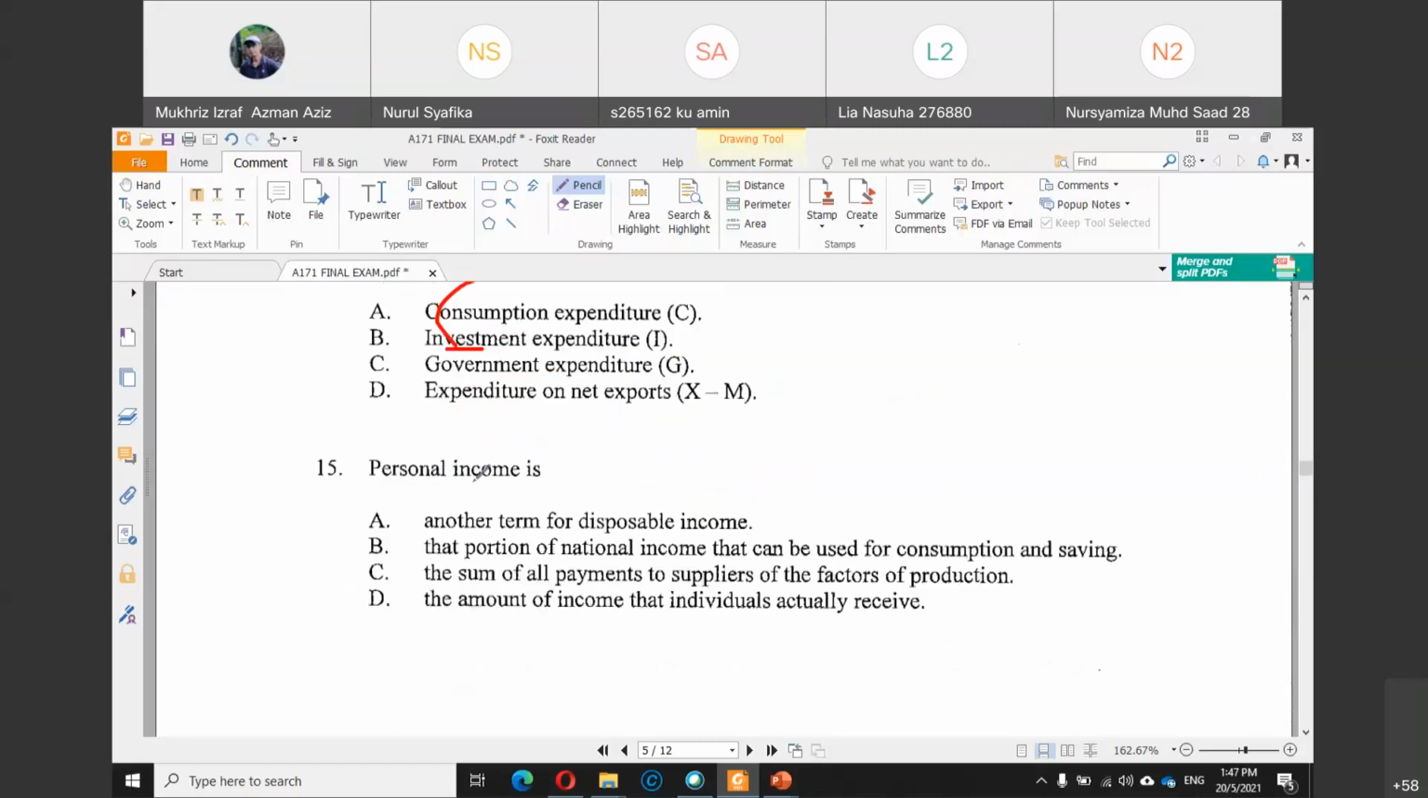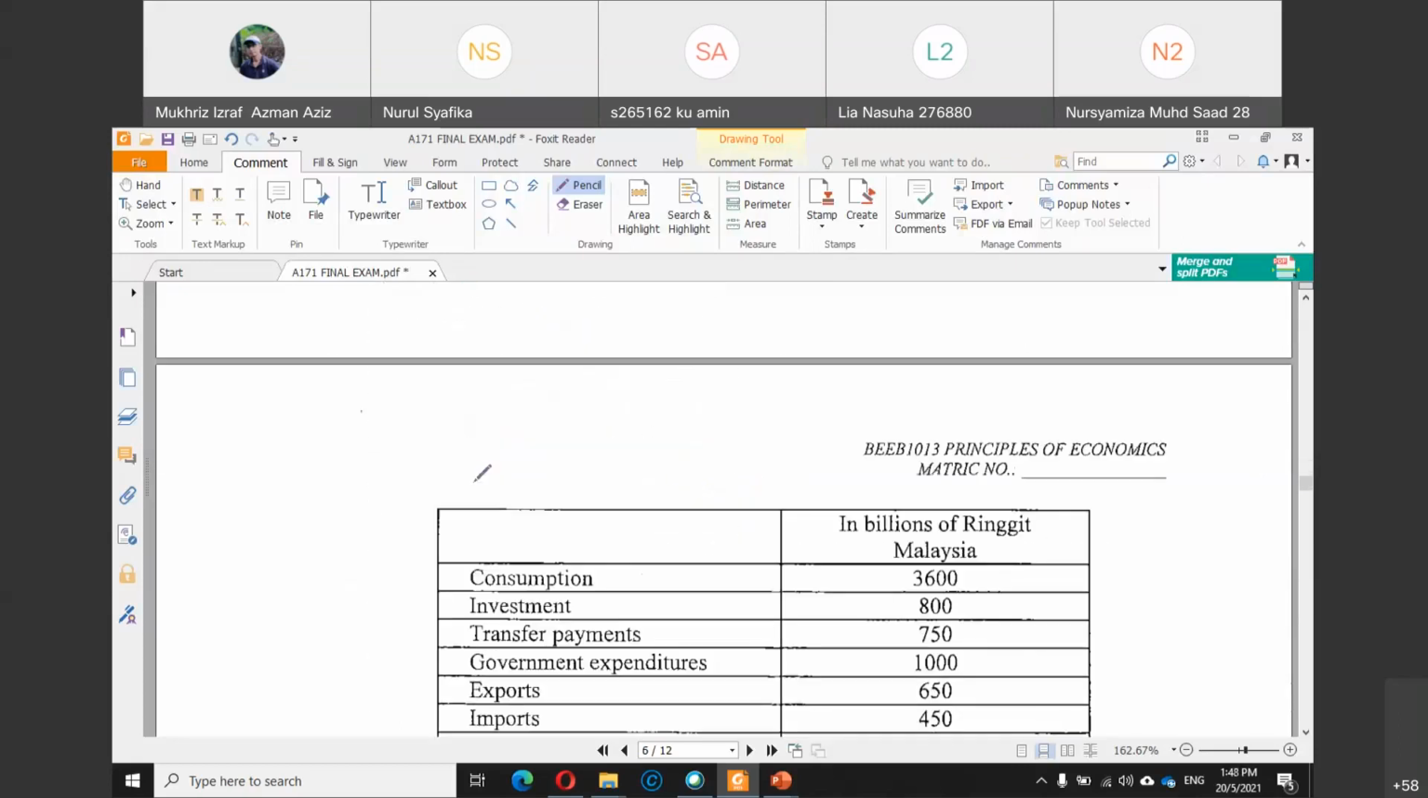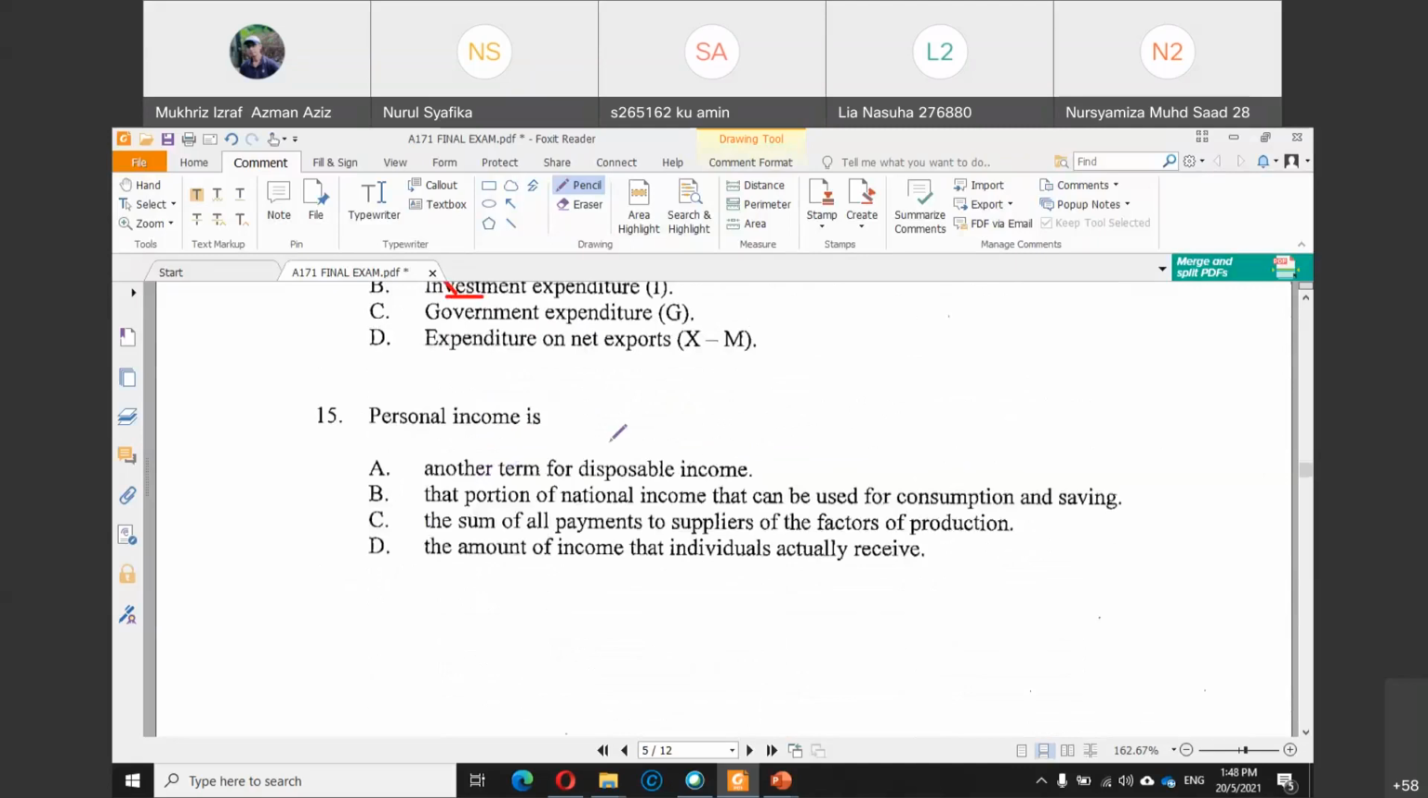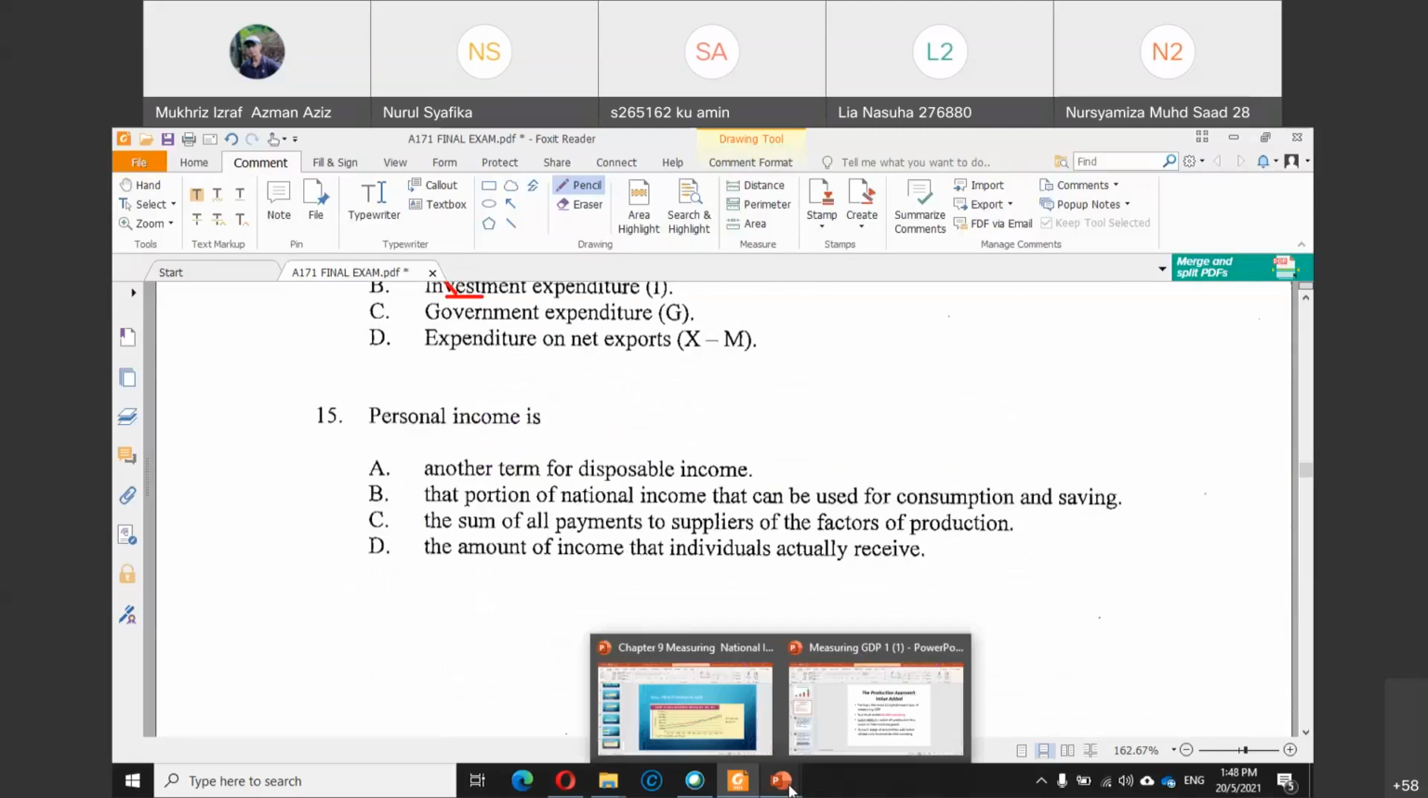Question 15. Personal income is what? Again, this is already covered in the slide. Go back to the slide and see what personal income is.